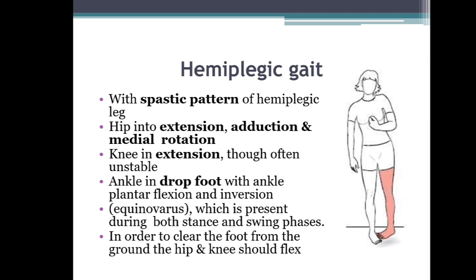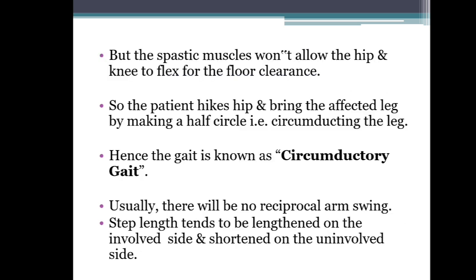Next we have the hemiplegic gait, with spastic pattern of the hemiplegic leg. The hip is in extension, adduction, and medial rotation, the knee in extension, and the ankle with foot drop, with ankle plantar flexion and inversion during both stance and swing phases. In order to clear the foot from the ground, the hip and knee should flex, but spastic muscles won't allow the hip and knee to flex for full floor clearance. So the patient hikes the hip and brings the affected leg around in a half circle, known as circumducting the leg. So this gait is known as circumductory gait.